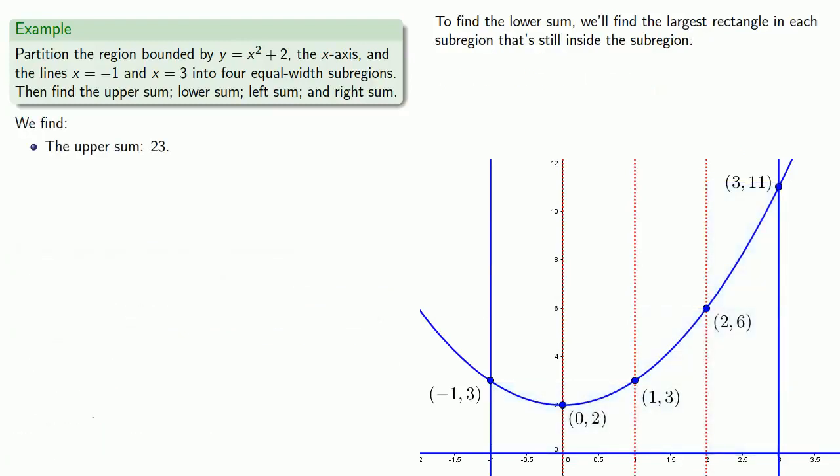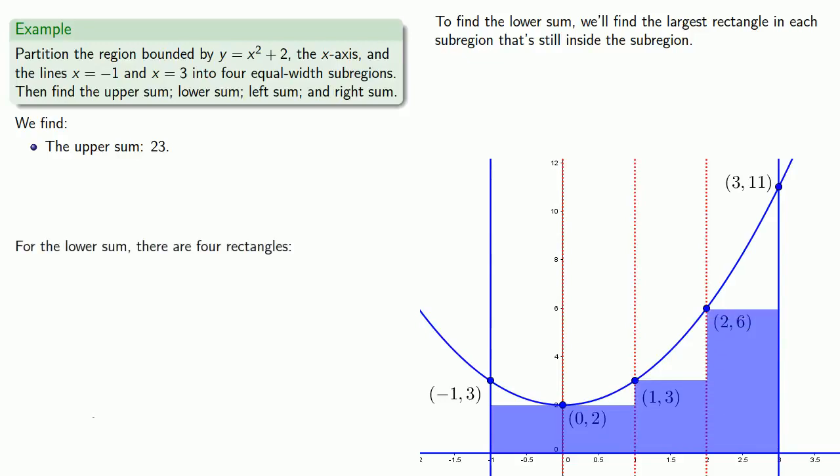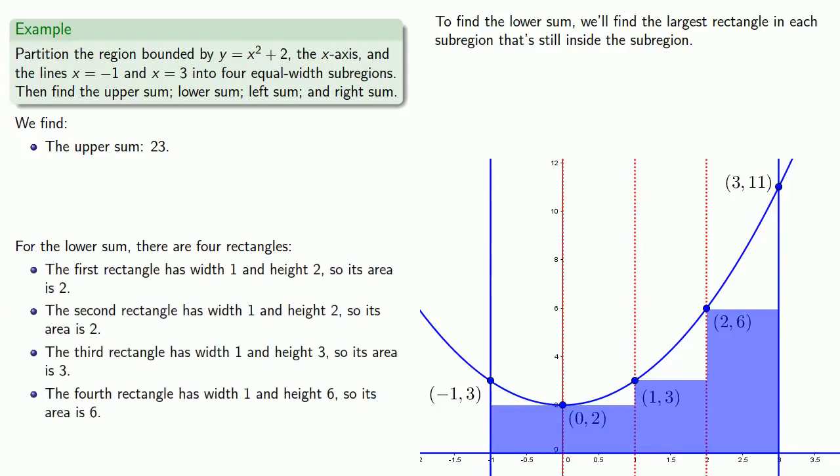Next, to find the lower sum, we'll form the largest rectangle in each region that's still inside the subregion. So we might imagine starting in the region and expanding until we run out of region. And we find the areas of each of these rectangles. And once we have those areas, we can add them together to form the lower sum.